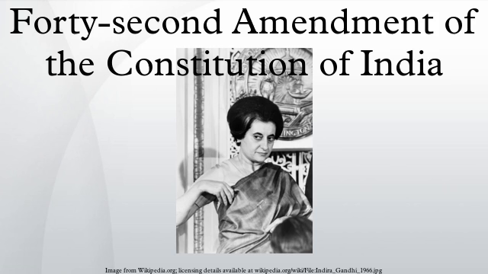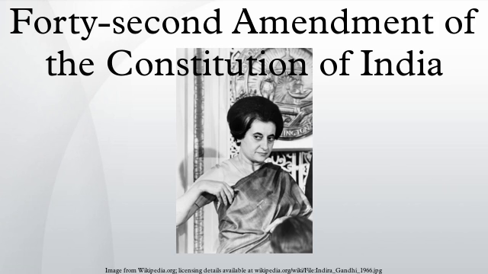The 42nd Amendment also amended the preamble and changed the description of India from sovereign democratic republic to a sovereign, socialist secular democratic republic, and also changed the words "unity of the nation" to "unity and integrity of the nation."